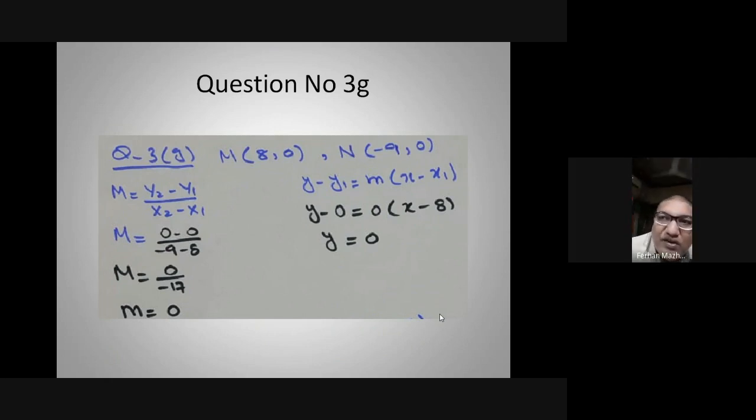If you want to find this equation, apply the formula y minus y1 equals m bracket x minus x1. Y1 is 0, m is 0, and x1 is also 0. So this whole thing becomes 0, y equals 0. So the equation of this line is y equals 0. This is basically the x-axis. You understand this? Yes, sir.